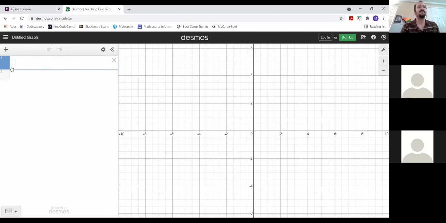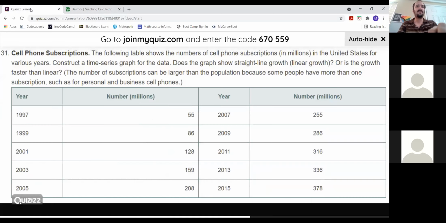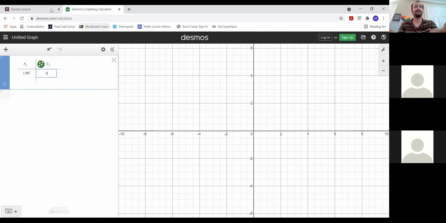If I want to do a table in Desmos, Desmos is a good free software if you want to graph stuff. You can export the files. I use it quite often. But we want to create a table. So I believe my first thing is 1997, and the other thing is 55.